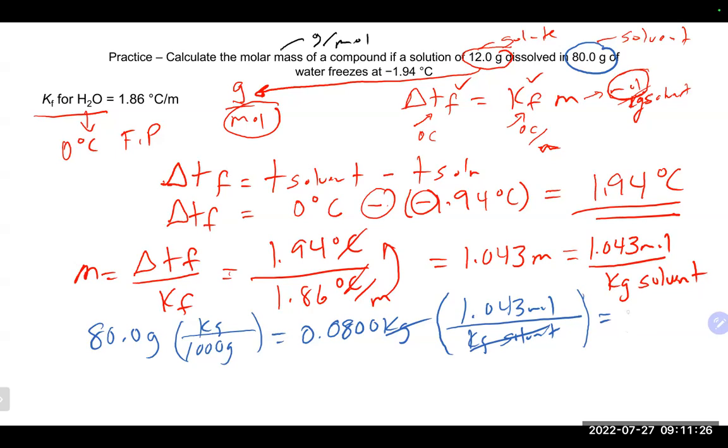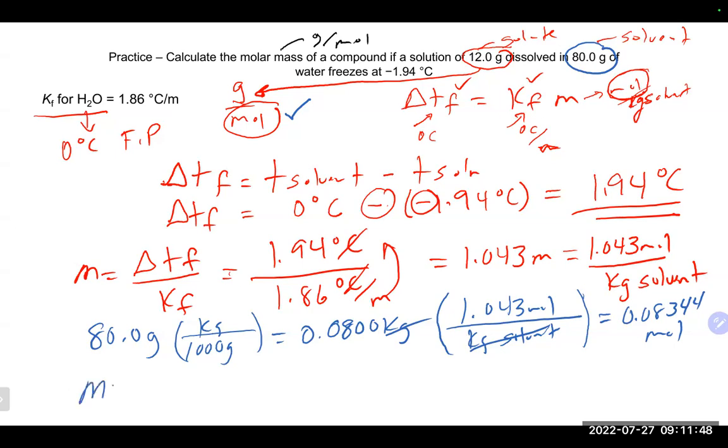And this will give us moles of, looks like 0.08344 moles. So we're using our freezing point equation here to get to molality, which allows us to get to moles of solute, which again is the bottom part of what we need to figure out the molar mass. Now we actually have both numbers. We have the grams that was given to us, and we have the moles.